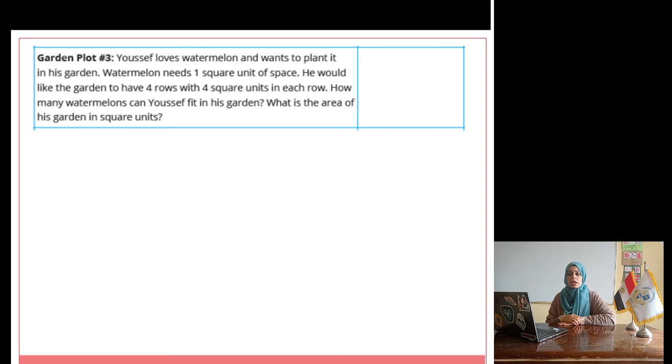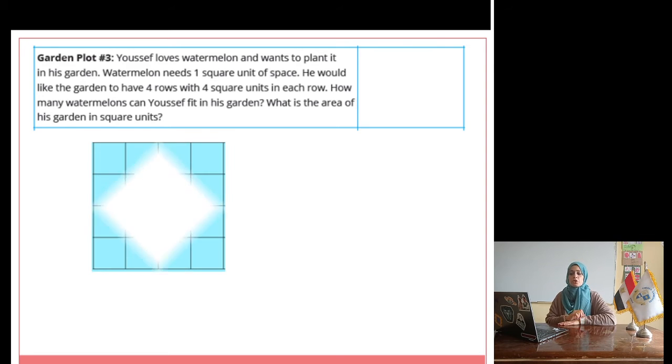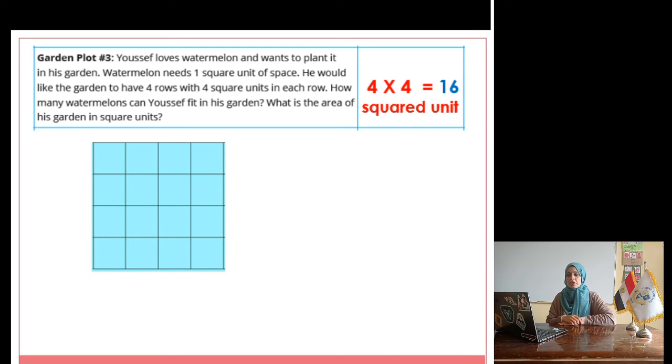How many watermelons can Yusuf fit in his garden? What is the area of his garden in square units? We underline 4 and 4. So this is the shape of the garden. 4 rows with 4 columns. 4 times 4 equals 16. 16 what? 16 square units.